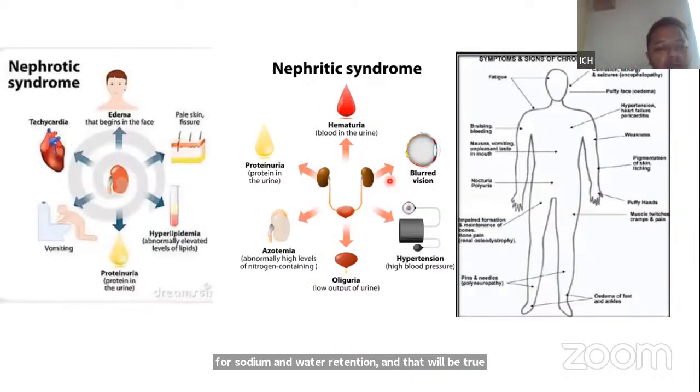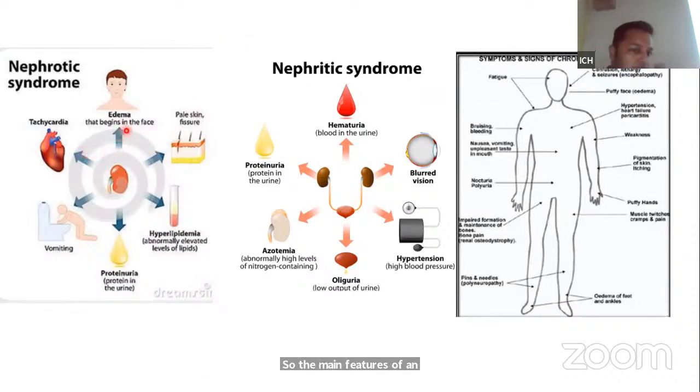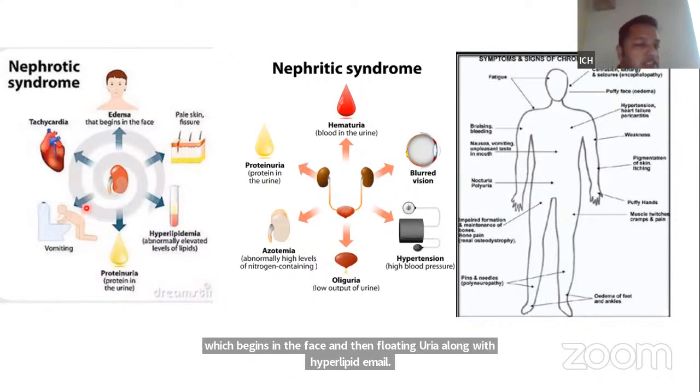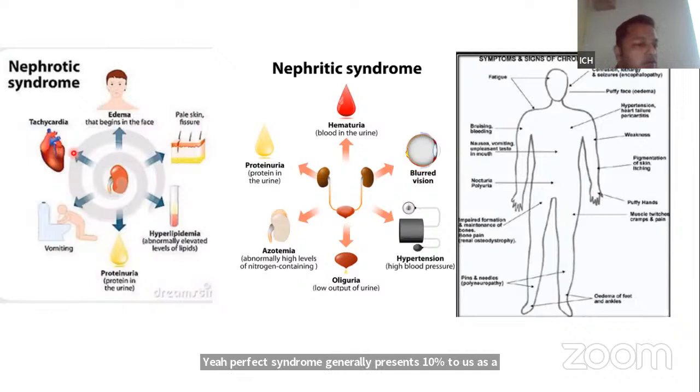Now, when we are thinking about anasarca of renal origin, we need to consider three main things. One is nephrotic syndrome, one is nephritic syndrome, and one is chronic kidney disease. So, the main features of nephrotic syndrome are edema, which begins in the face, and then proteinuria along with hyperlipidemia. Nephrotic syndrome generally can present as respiratory distress, maybe due to bilateral pleural effusion, and also due to repeated attacks of vomiting. Nephritic syndrome can present with a history of sore throat or any skin lesion 2 to 3 weeks back, and it is characterized by oliguria, hematuria, and hypertension on examination.